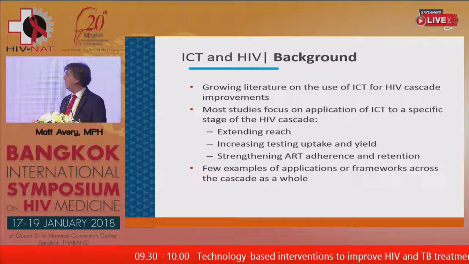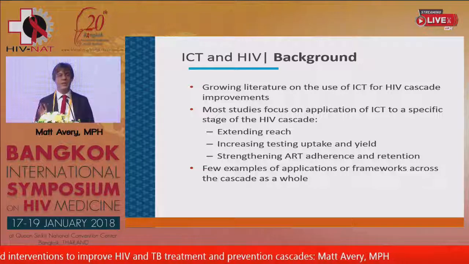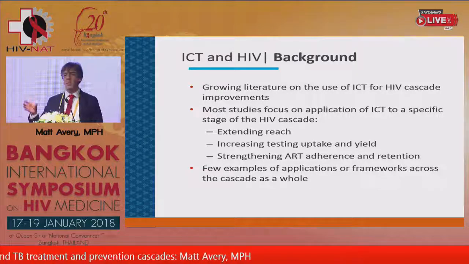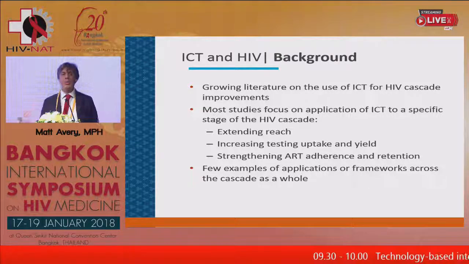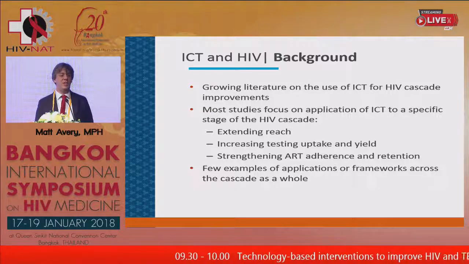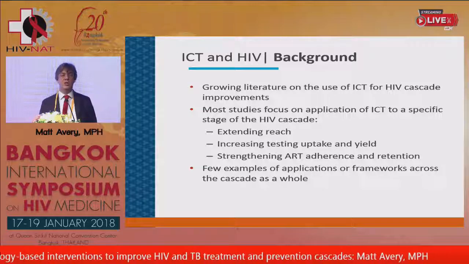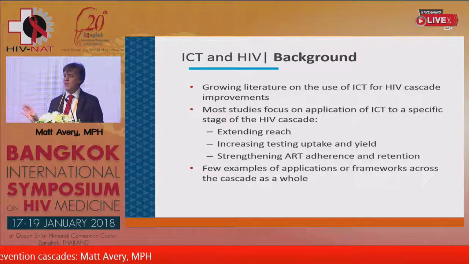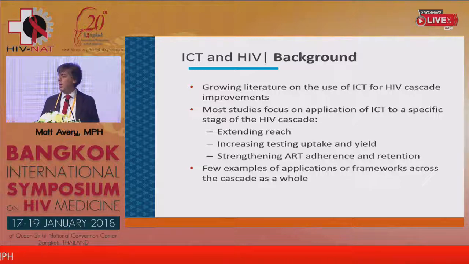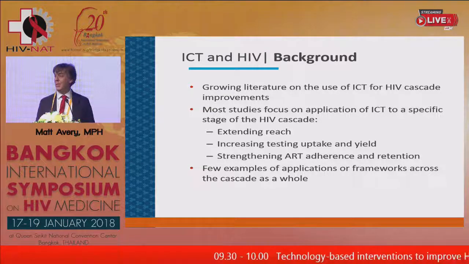And when we looked at those studies, we found a couple of things. And to me, what's most important is we found that published studies on uses of ICT tended to focus on one particular stage in the cascade. So they might be looking at how you use ICT to better reach members of a target population, or they might be looking at how you use technology to improve uptake of HIV testing and to get better case finding rates with that testing. Or they might be looking at how you use technology to increase adherence to ART. But what we found were there were very few studies that looked at the overarching framework of a cascade and how do you implement ICT across that cascade to improve functioning of the continuum as a whole.